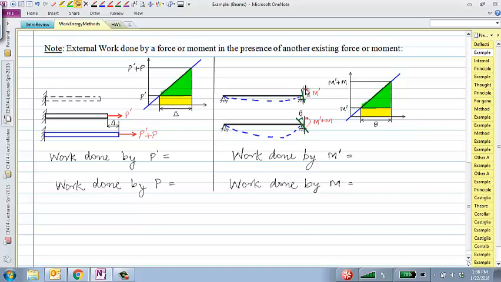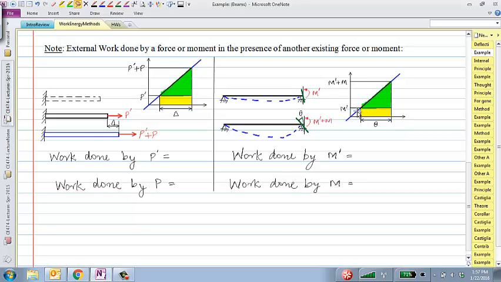And the same thing happens for moment and rotation as well. If I apply a small moment M prime, that M prime corresponds to some theta. On top of that M prime, if I apply an additional moment M, and during that M it has an additional rotation theta, then the real work done by M is this green triangle, and the work done by M prime through the application of M is M prime times theta, no half there. Okay.